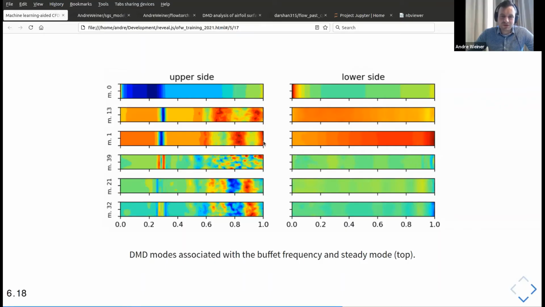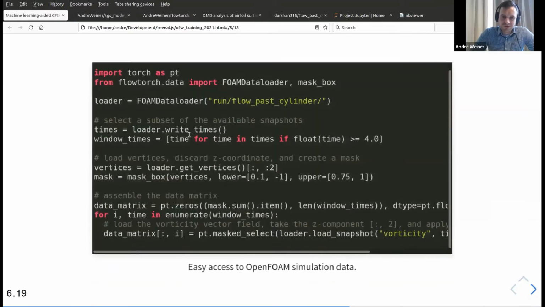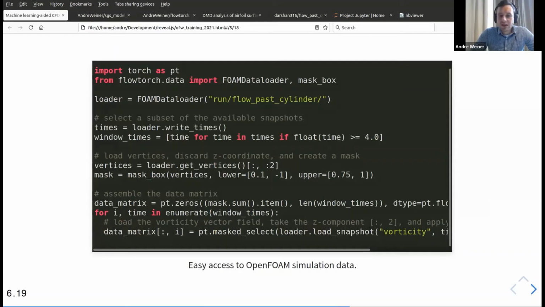And this is because of some shortcoming of the DMD. All SVD, singular value-based algorithms have a weakness when it comes to translating structures in your data. And unfortunately, the buffet is such a structure. It moves back and forth, and what this creates is this kind of shifted mode. I have just covered surface data here, which you can load simply using pandas.